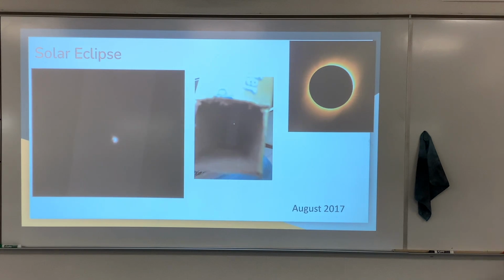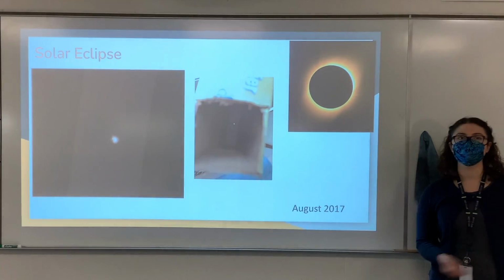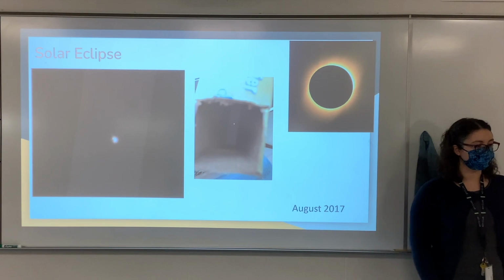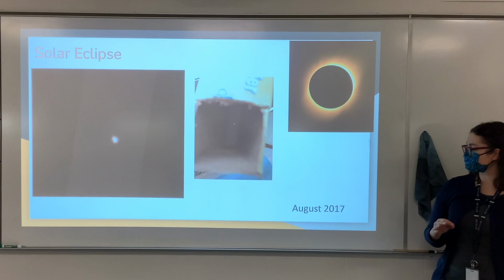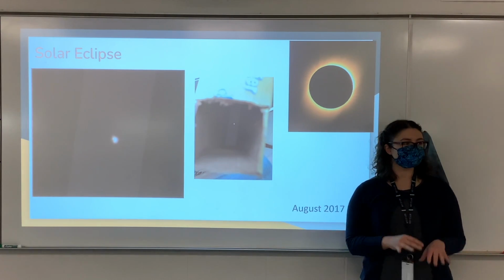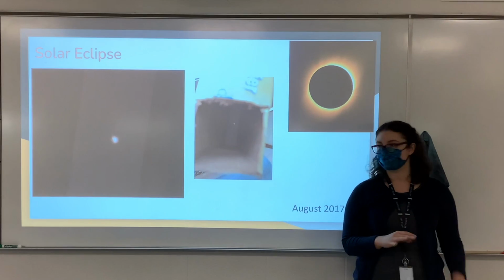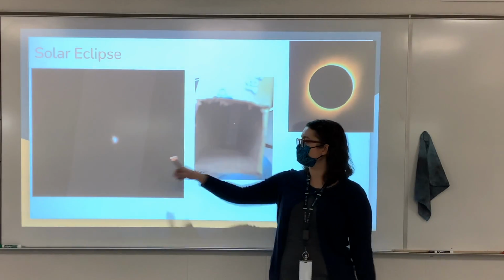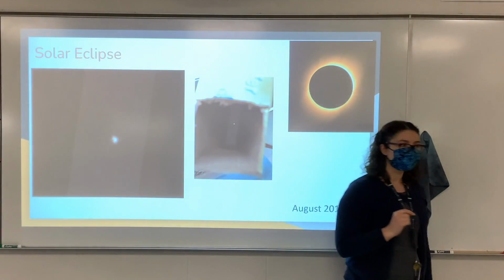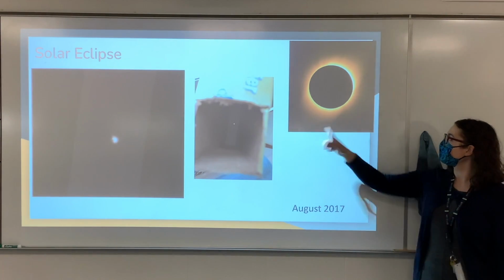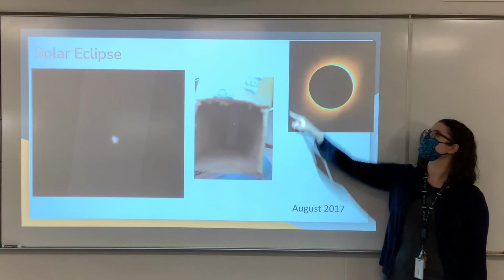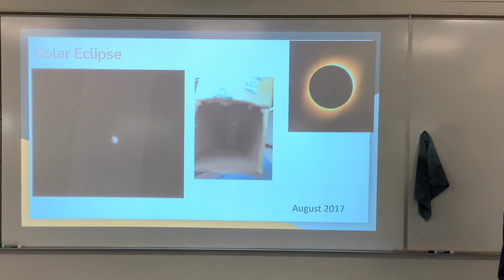Back in August of 2017, this is the last time you could have viewed a solar eclipse from North America. Unfortunately, I was not able to travel to the path of totality, so I observed the partial solar eclipse here in Michigan. Here are some pictures of my pinhole projector that I used to observe the sun because I didn't have any fancy glasses. And then this is an image that was taken of the sun at totality during that time.